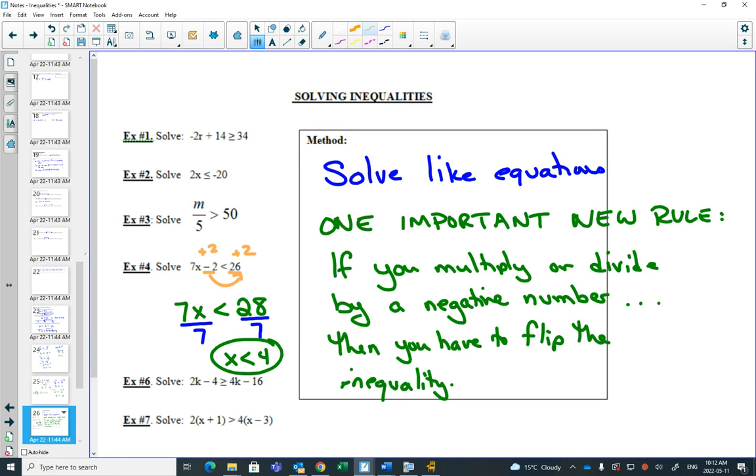And so many, many solving inequality questions end up being identical to solving equation questions. Nothing happens to the sign. It stays exactly the same all the way through. It's only when we multiply or divide by a negative that we have this new rule come into place.